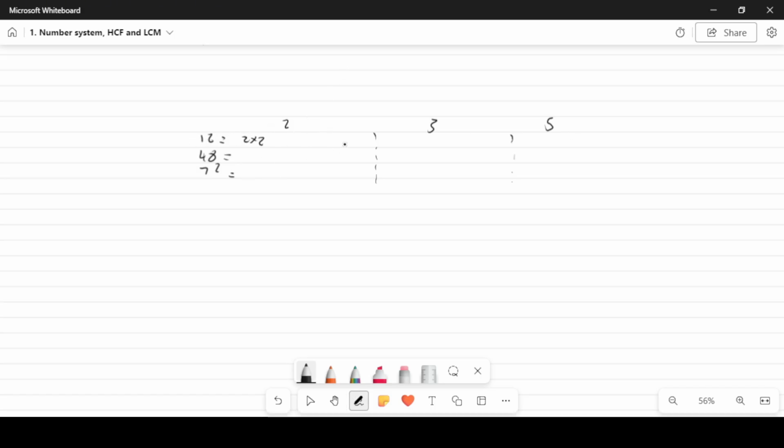12 is 2 times 2 times 3. 48 is 2 times 2 times 2 times 2 times 3. And 72 is 2 times 2 times 2 times 3 times 3. So what is our first rule? To find the LCM between these three numbers, so the LCM between 12, 48, and 72, is the following.